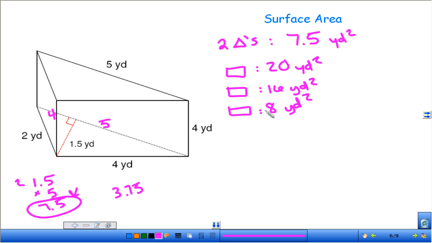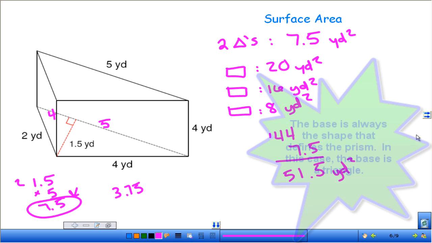Alright, so what we're going to do with these, we're just going to add them together. So 20 plus 24 is 44, and then we have 7.5. So the whole surface area of the whole entire surface is 51.5 yards squared. Are we good on that? Yes. You guys are taking notes on this, right?